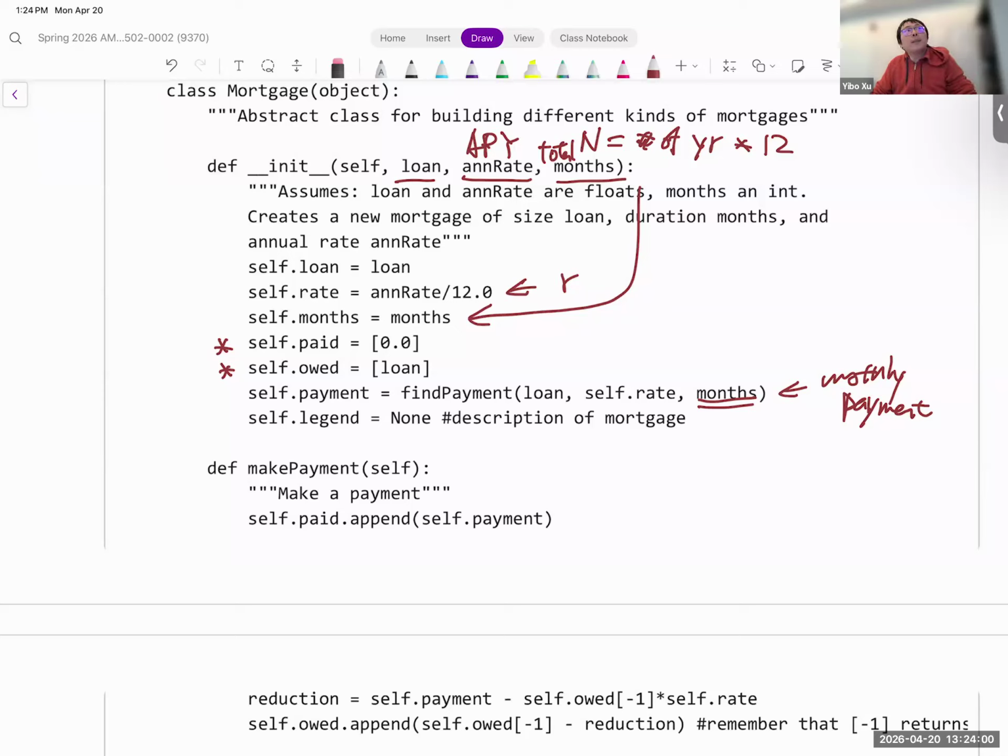But then the owed, self.owed, is essentially, at the end of each month you will have a new principal. That's the recurrence we can easily calculate to also get a list. So just remember, this is going to be the monthly principal.